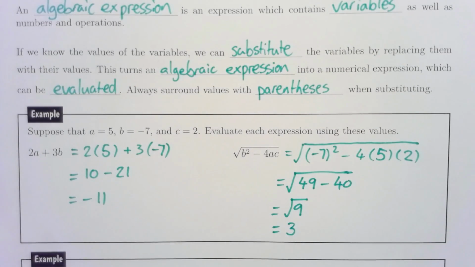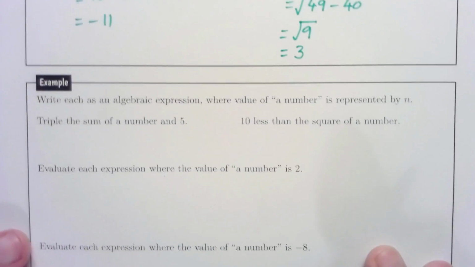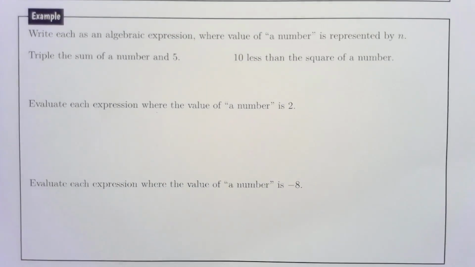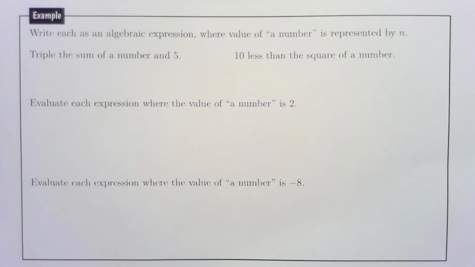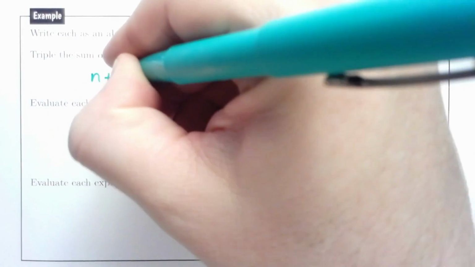Now, like in our last lesson, sometimes we have expressions that are described with words. What's different here, though, is sometimes we're describing a number we don't know the value of. In that case, we need to write down that number using a variable. For these examples, we're going to use n as our variable. So triple the sum of a number and 5. So the sum of a number and 5 is n plus 5.